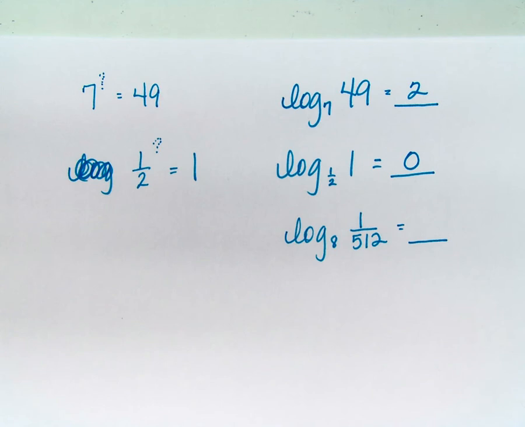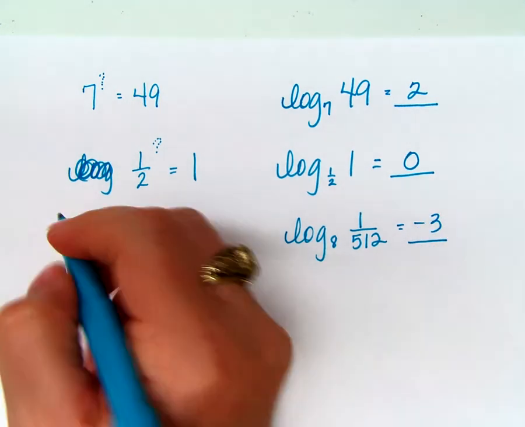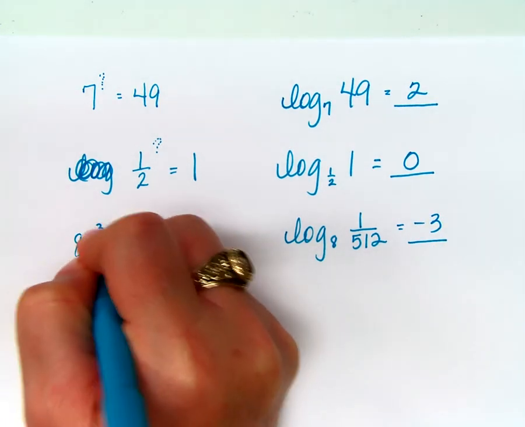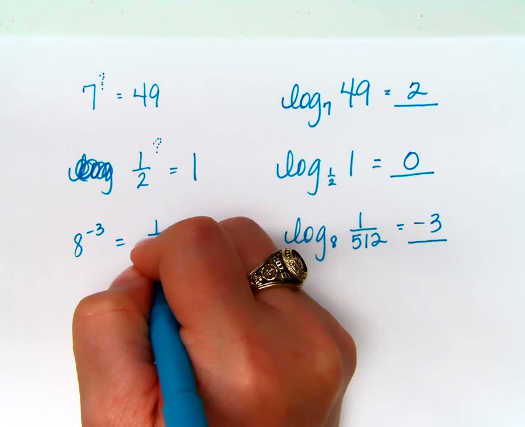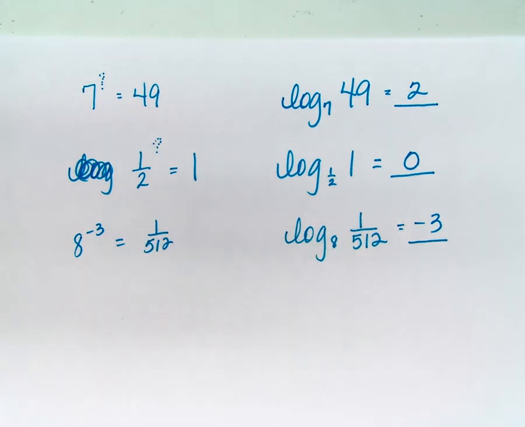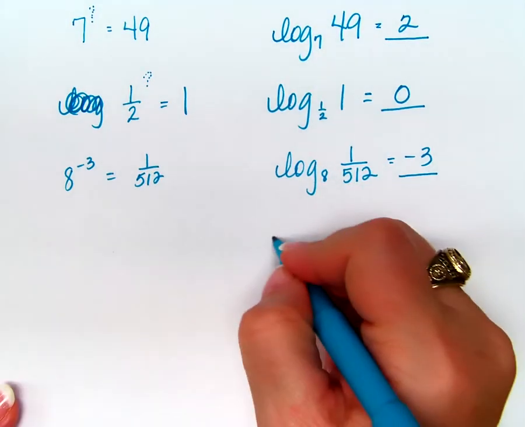What'd you get? What'd you get? -3. Perfect. Because 8 to the negative third power is 1 over 512. 8 to the third power is 512, so 8 to the negative third power would be 1 over 512. Got it? All right, one more. Try one more for me.